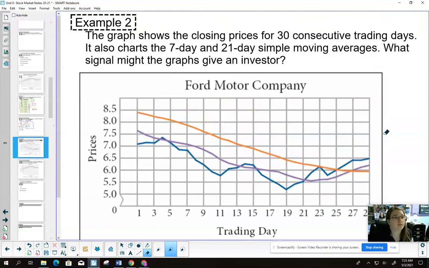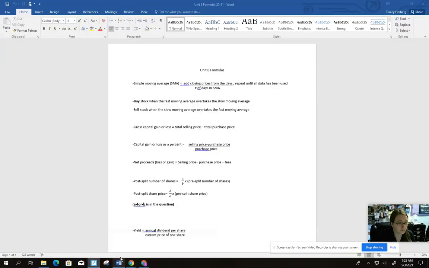So the question says the graph shows the closing prices for 30 consecutive trading days. It also charts the 7-day and 21-day simple moving averages. What signal might the graphs give an investor? So this is again on your formula sheet. You wrote this down. When it says what signal, what it's asking is, should I buy or sell? Yeah, that's the question that's being asked here.